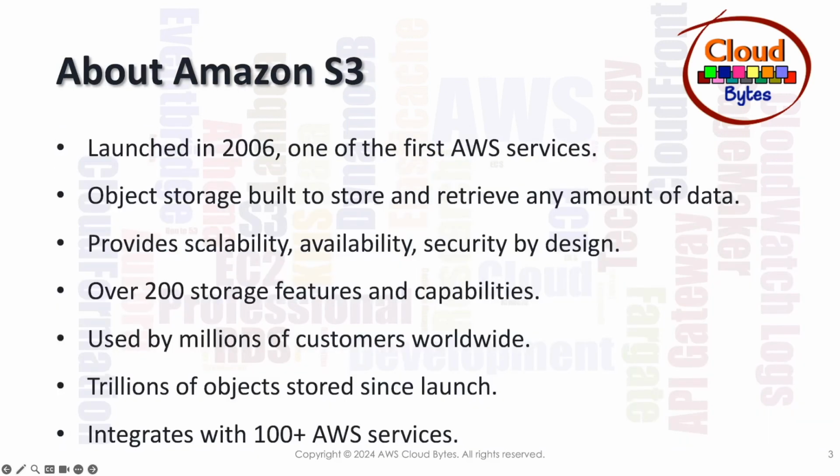Let's look into the history of Amazon S3. It was launched in 2006 as one of the first AWS services. It's an object storage built to store and retrieve any amount of data, which is technically unlimited, but it is horizontally scaled. It provides scalability, availability, security by design, and over 200 storage features and capabilities. We may have more today. It is used by millions of customers worldwide, with trillions of objects stored since launch. Since 2006, a lot of people have been using it. It integrates with 100 plus AWS services.